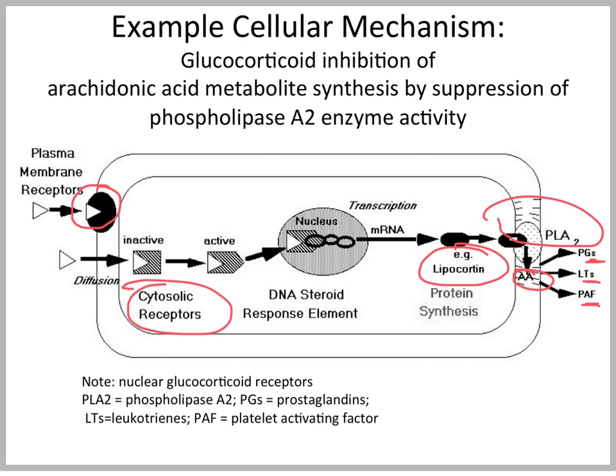Lipid mediators of inflammation. And so this mechanism is one example of a protein and how its synthesis can be affected. In this case, the lipocortin is increased, but it has a negative activity on an enzyme, which decreases the lipid mediators of inflammation.